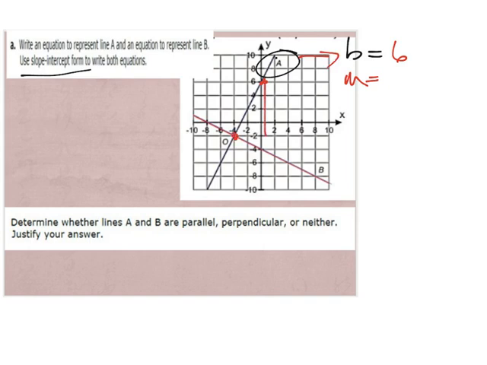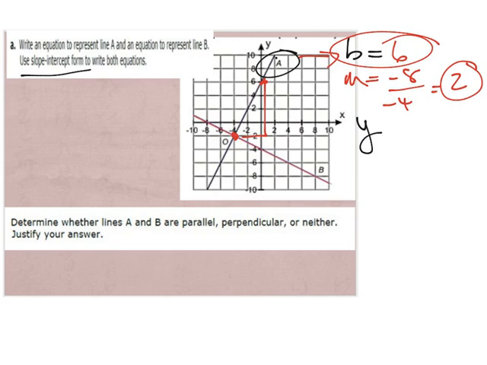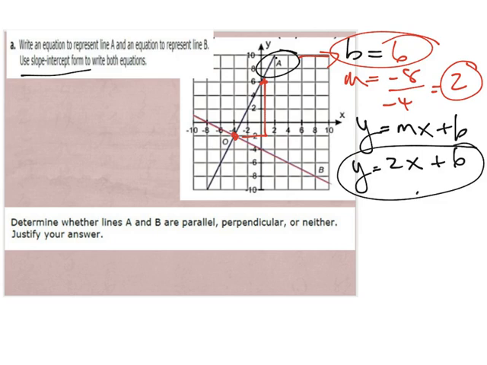Then the slope for A. I'll use this point here, and I'll do a slope of negative 8 over negative 4. This works out to be a positive 2. So that's our slope, and that is our y-intercept. When I put in the pieces here and substitute the values, I get 2x plus 6. That's line A. Let's go ahead and do the same thing for line B.